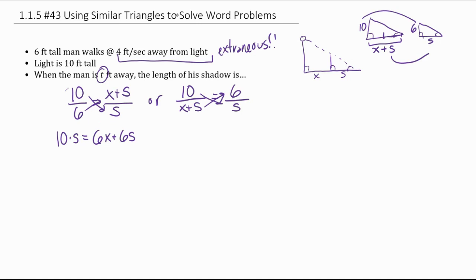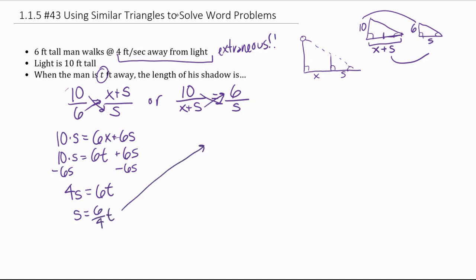So anyway, when he is t feet away, so that's actually my X here. So 10 times S is equal to 6t plus 6S. And then what is the length of his shadow? So I'm going to go ahead and solve for the shadow. So I'm going to subtract 6S. I get 4S is equal to 6t. And then S is equal to 6 over 4 t. So the length of his shadow is 3/2 t, where t is feet.